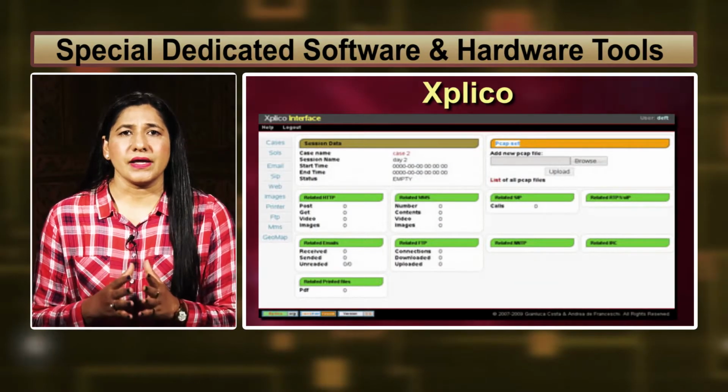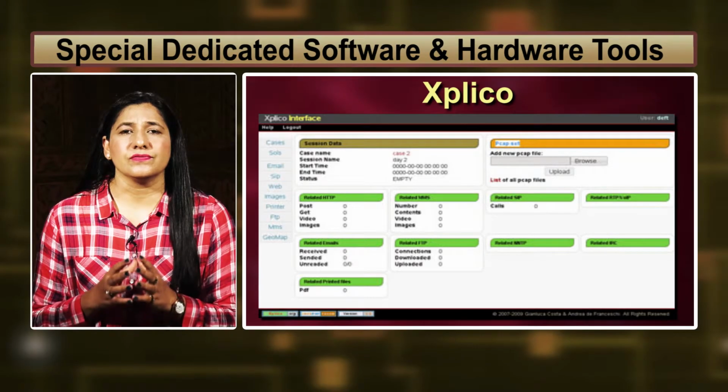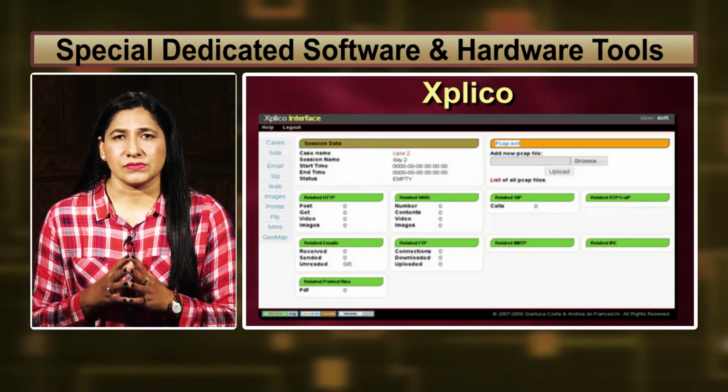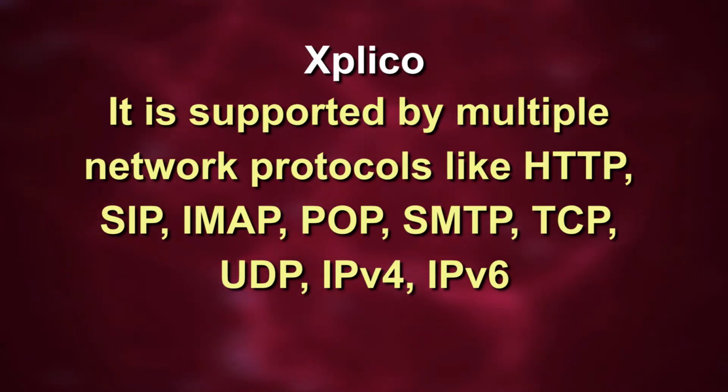Xplico. Xplico is a good software tool for network forensic analysis, which supports multiple network protocols like HTTP, SIP, IMAP, POP, SMTP, TCP, UDP, IPv4 and IPv6, and is very useful in recreating the contents with packet sniffers.